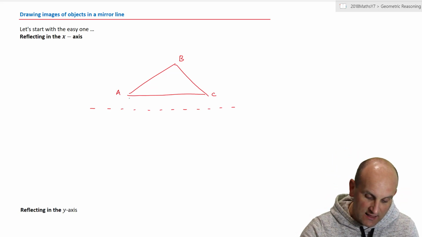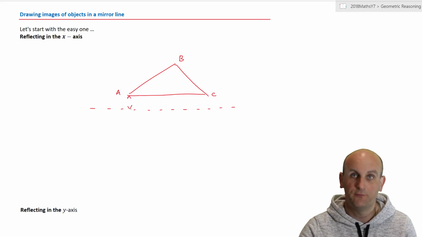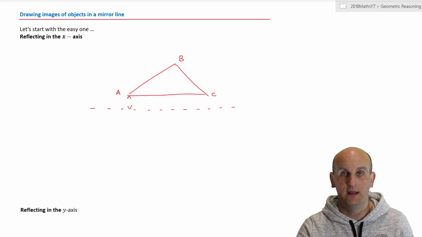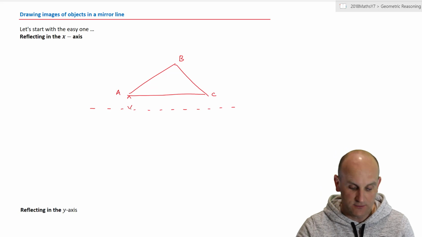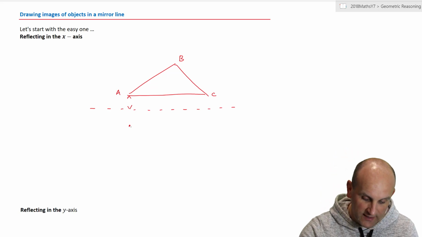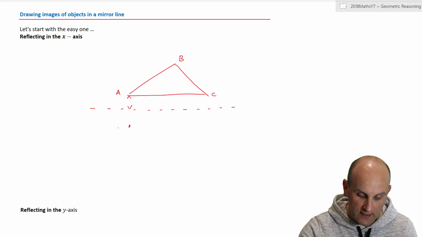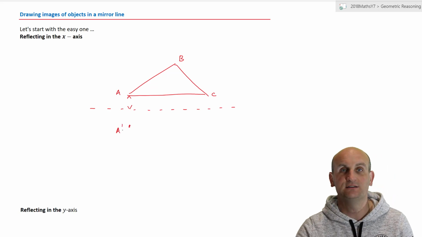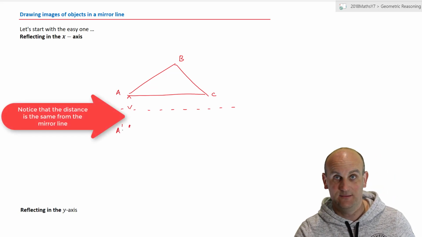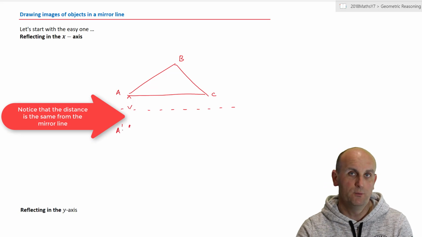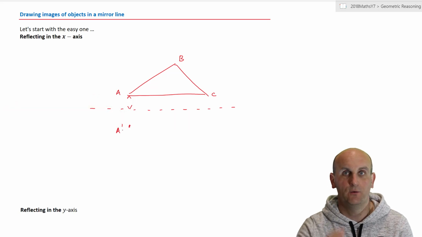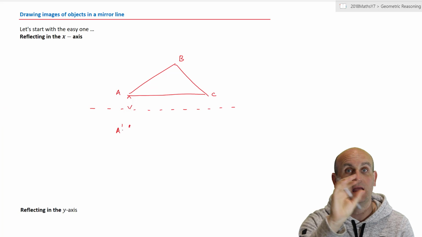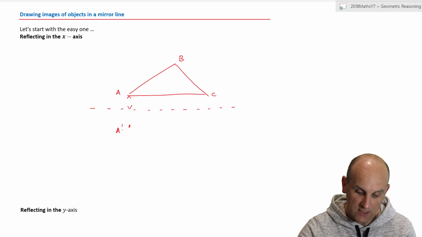What I know is that I am looking for the distance between my point A and that mirror line to be exactly the same as my image. So assuming I can draw this accurately, I can now do a dot there, and I know this is A dash. Now that dash tells me it's the image. Always important when we draw these things to make sure it's clear between what the original diagram was and what the new diagram was.